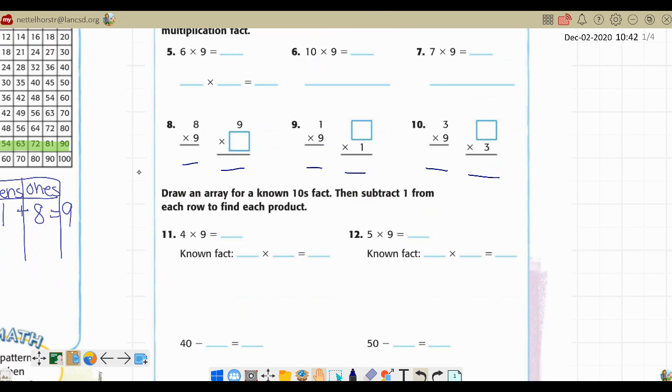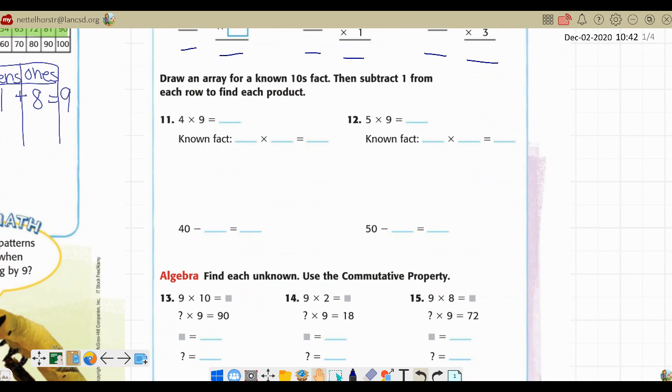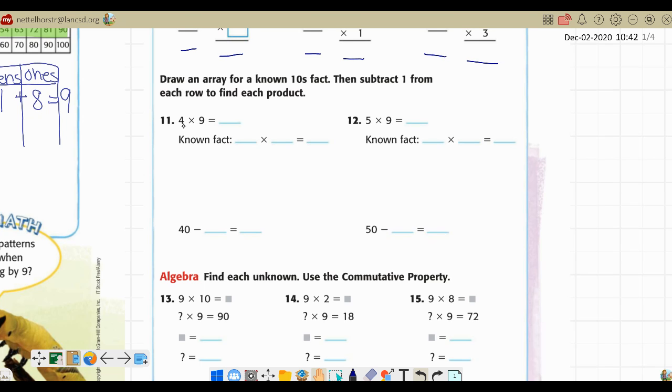Okay, down here at the bottom or in the middle, you're going to draw an array for each known tens fact, then subtract 1 from each row to find each product. So you're going to find this product. You're going to do a known tens fact. So you're going to use this factor.